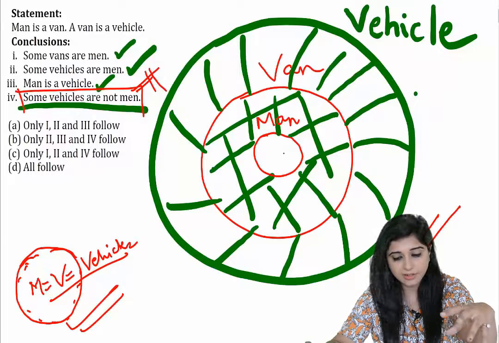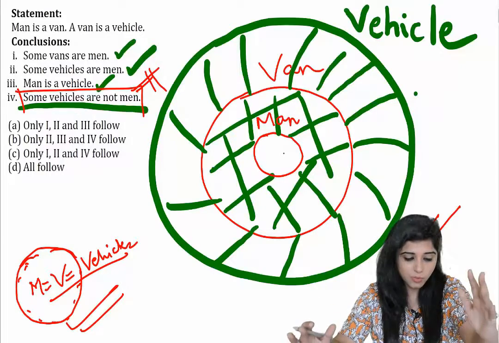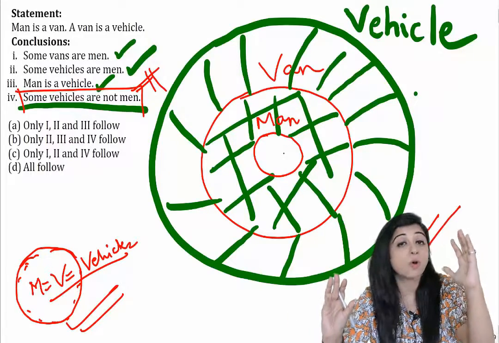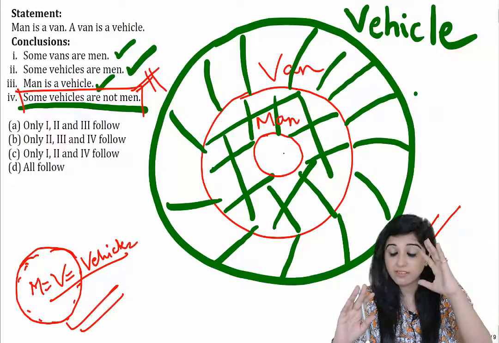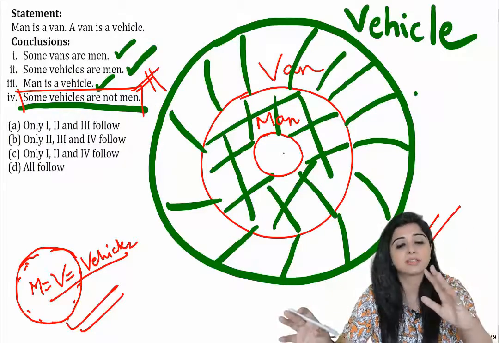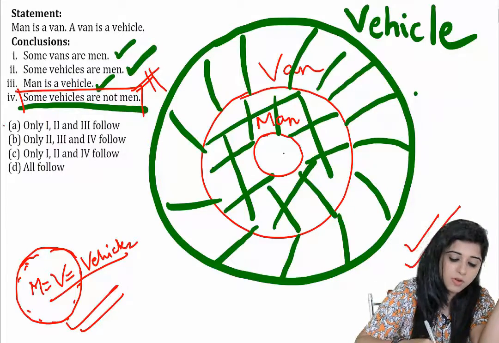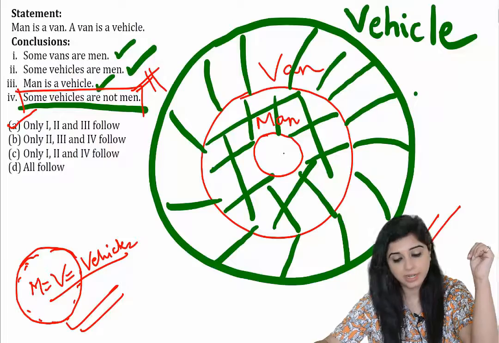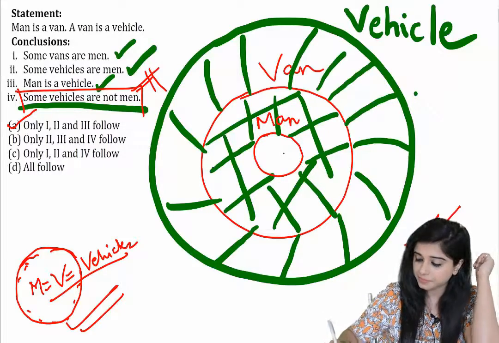Did you understand? Let that sink in with you, that when we have the all statement, we have absolutely no scope for a not statement to come in as a conclusion, right? Therefore, the answer is going to be only 1, 2 and 3 follow, right? Good question, right? Great.